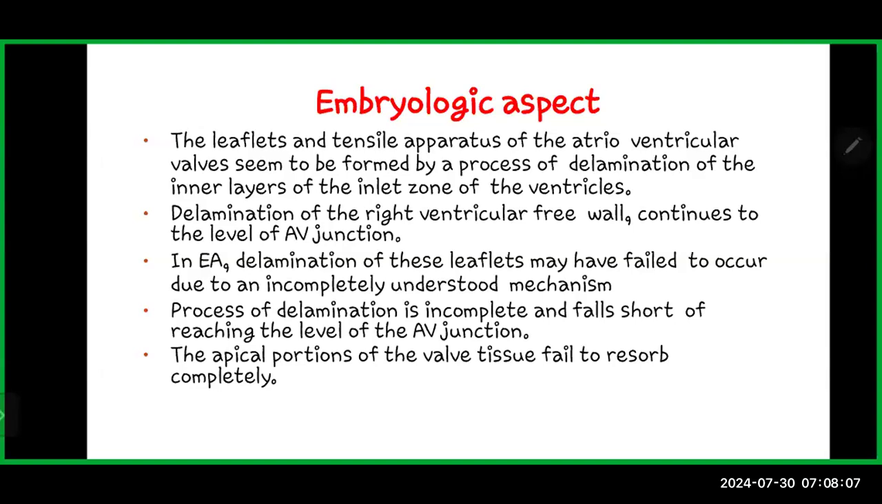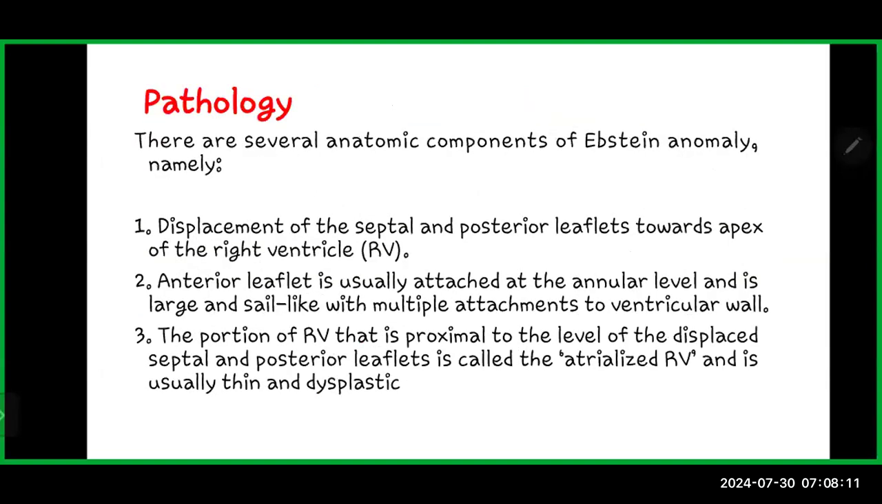The apical portions of these valves fail to reabsorb completely. Now, there are several anatomical components of Ebstein's anomaly, namely the displacement of the septal and posterior leaflets towards the apex of the right ventricle.